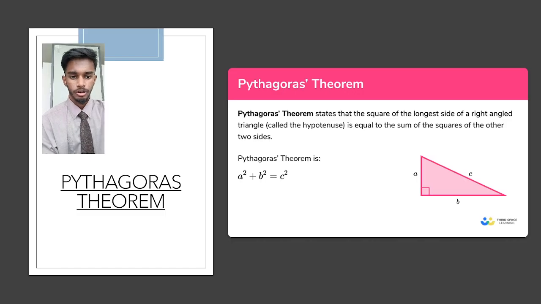I am going to talk about Pythagoras theorem. Pythagoras theorem states that the square of the longest side of a right angle triangle, for example the hypotenuse, is equal to the sum of the squares of the other two sides. If we want to find the hypotenuse, we add the other two sides squared and then take the square root of the answer to get the final answer for the hypotenuse.